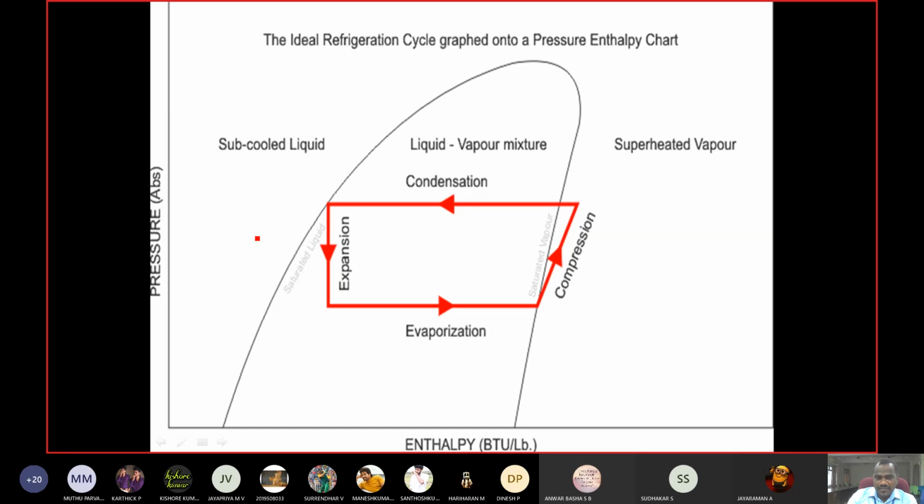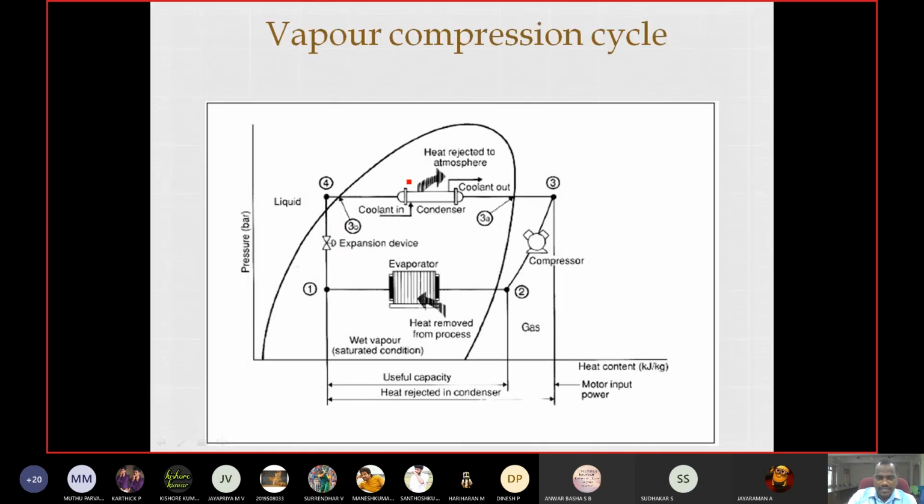So in this region we can have the subcooled liquid, and beyond this line we can have the superheated vapor, then in between we can have the liquid vapor mixture. So the thing is we can get the refrigerant in all the 3 mediums. So because of that we will use the refrigerant, right? Then from this diagram we can identify: this is the evaporator, this is the compressor, then this is the condenser, then we have the expansion device.